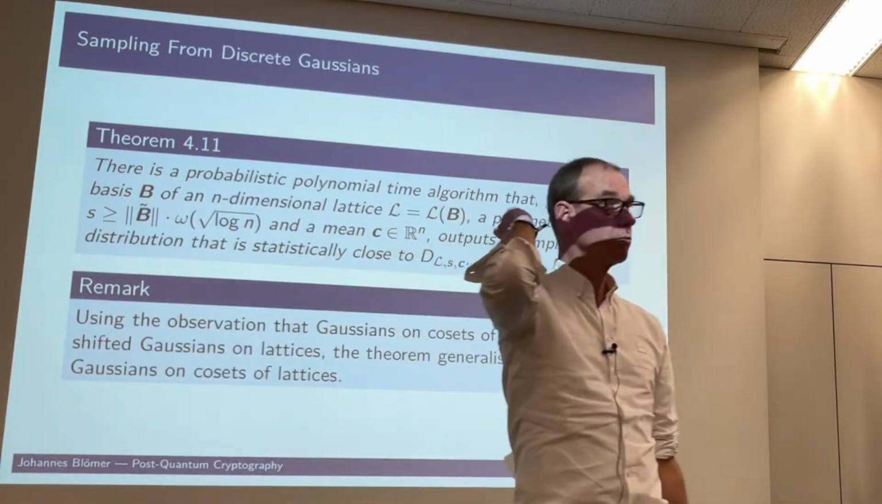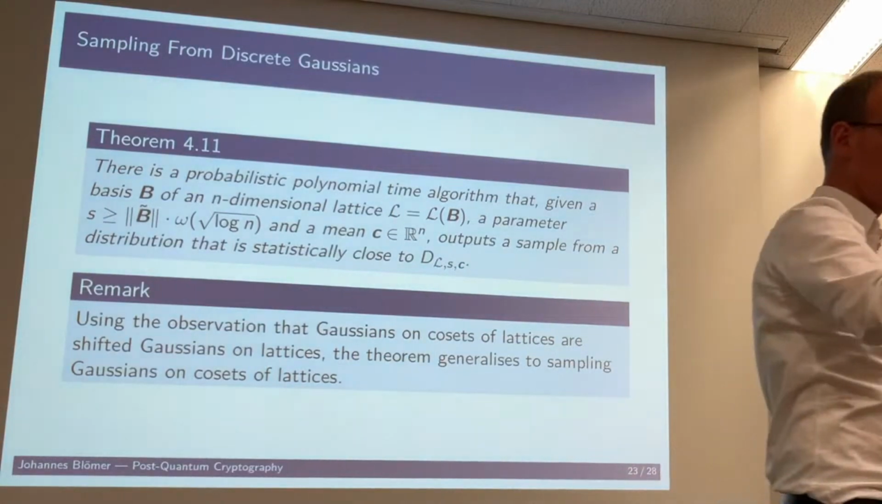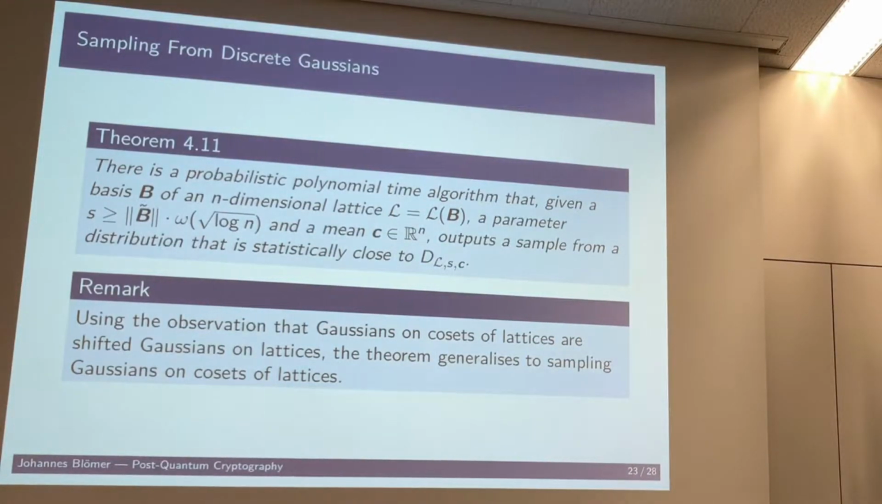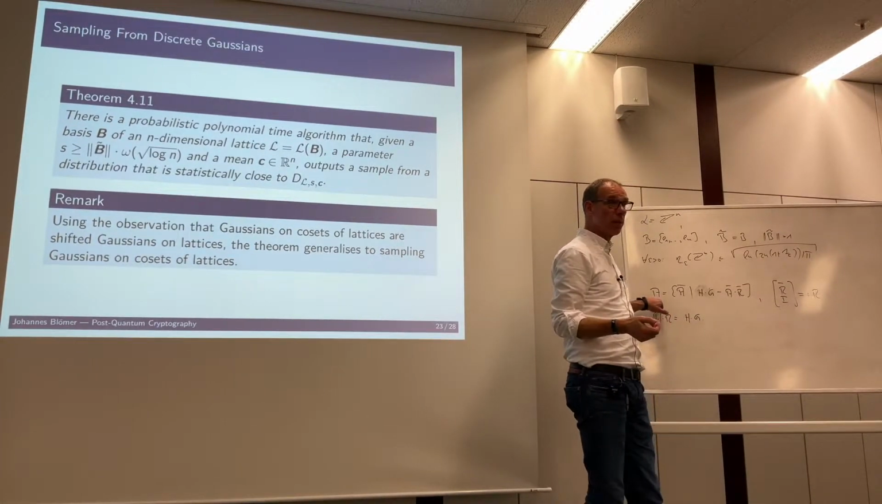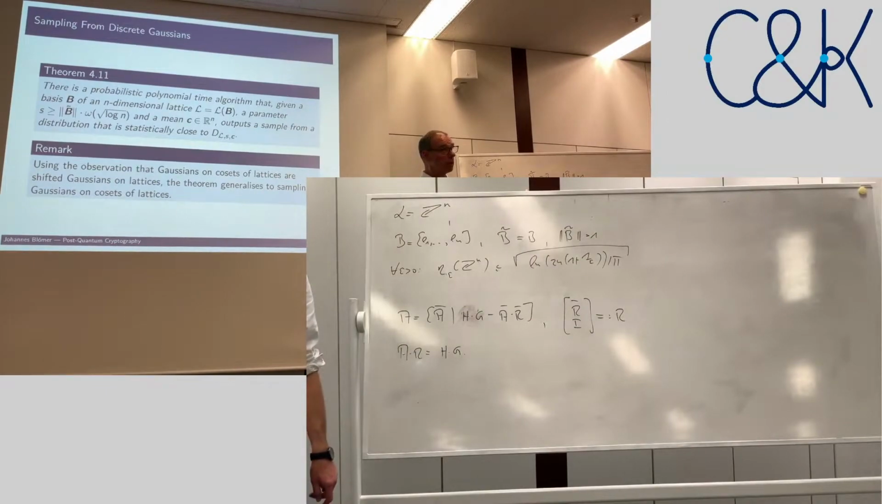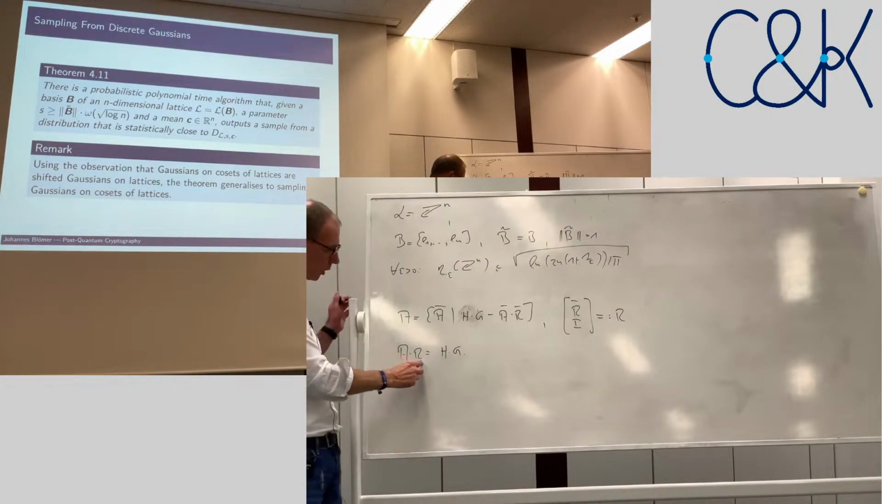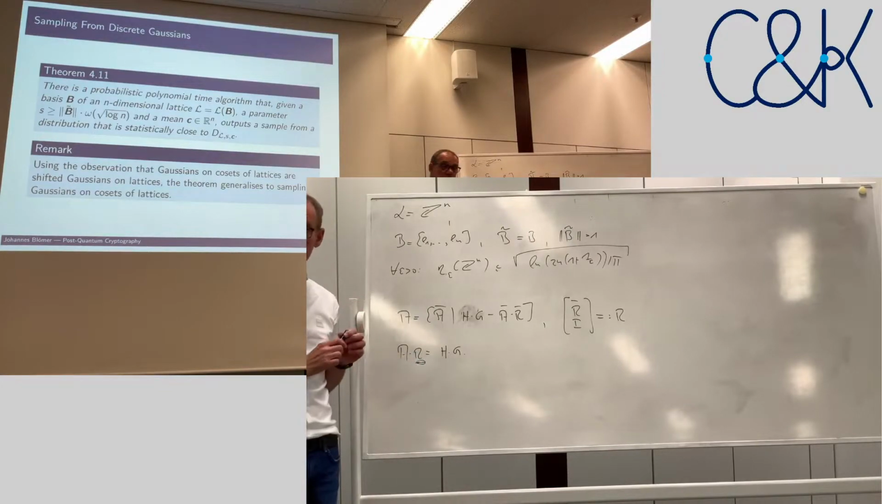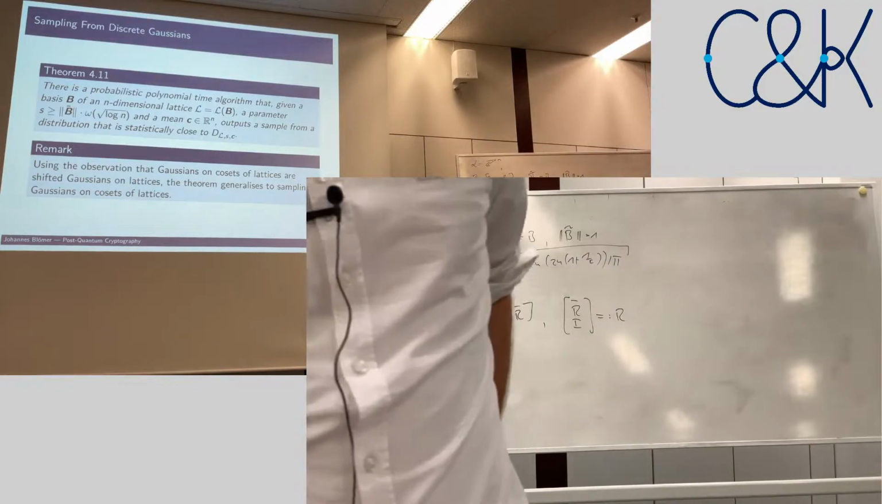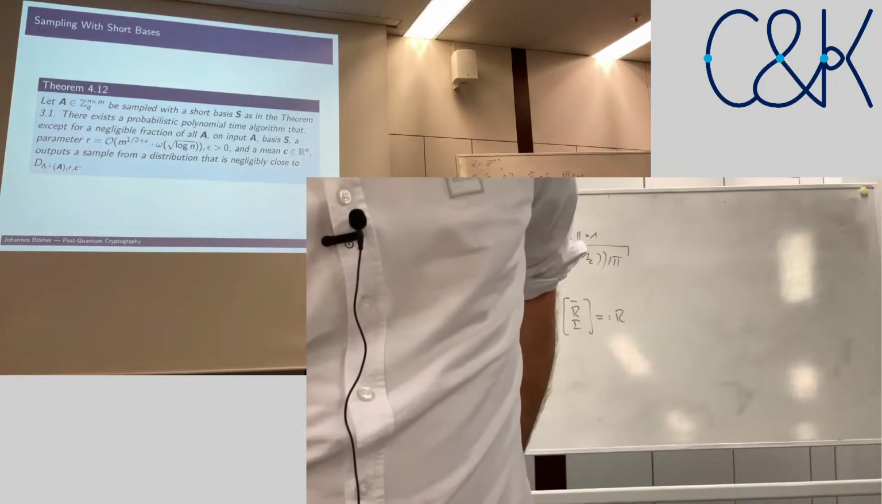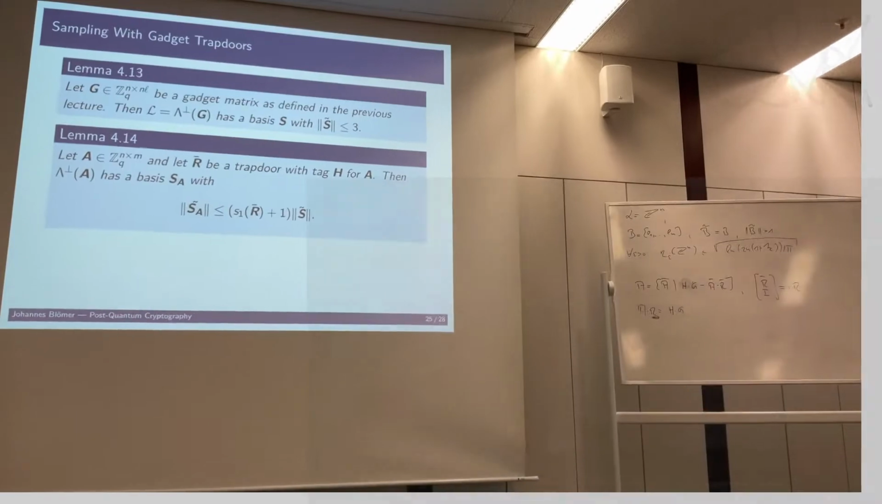Okay. So the question is, can we transfer that? Given a short basis for lambda perp of G, can we also get a short basis for lambda perp of A? And that should depend on this R here. And in fact, it does so in a very nice way.